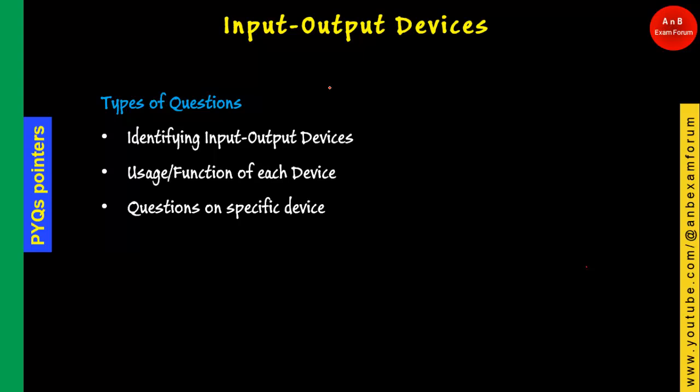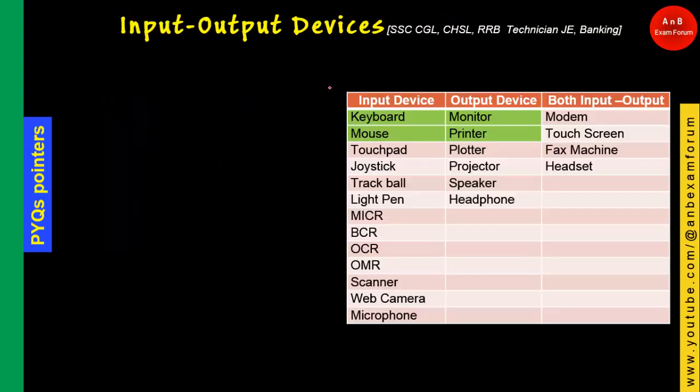So these are the three categories of question which you need to know from this particular chapter. The very first and foremost is identification of input output devices. Students, as you can see, this topic is very common and very important in all the examinations like SSC CGL, CHSL, RRB Technician, JEE, banking, whatever the name you can take, you will find one question from this particular topic.